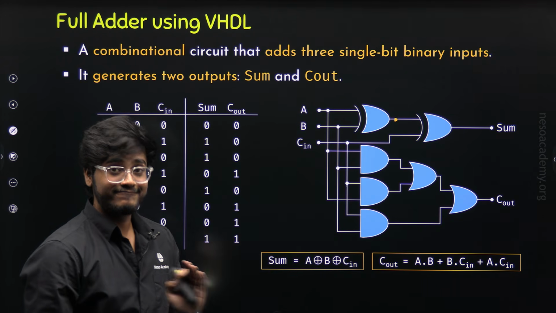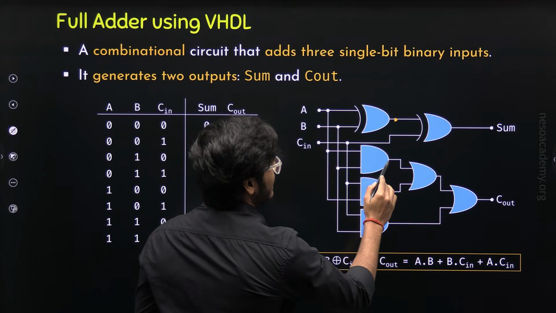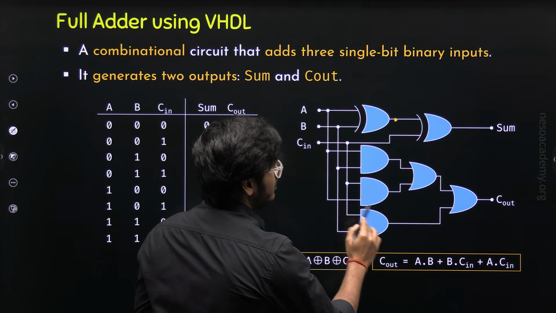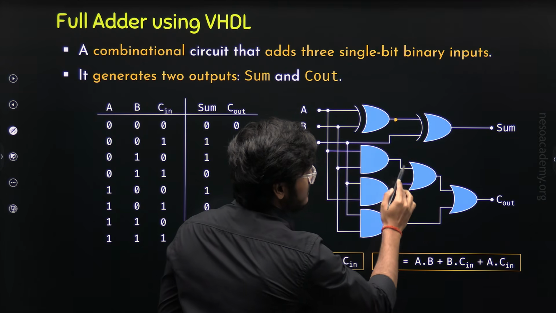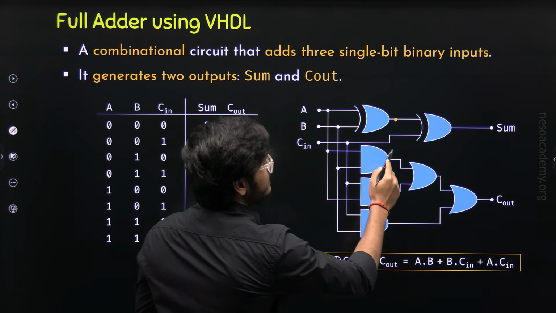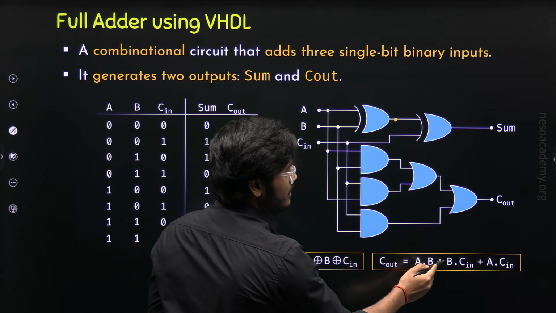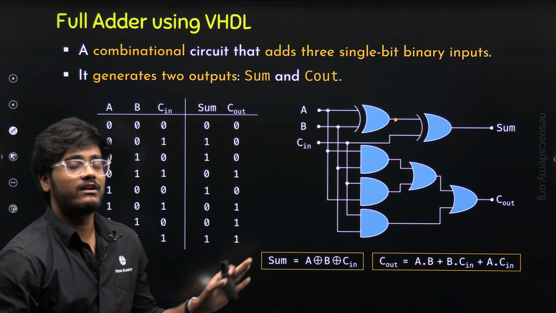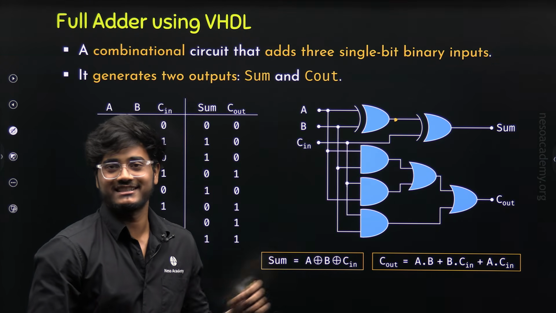Now, this first AND gate will generate the output A and B. The output of this second AND gate is A and Cin, and the output of the third AND gate is B and Cin. Now these two OR gates are performing the OR operation between these three outputs. Therefore, Cout will be A and B, or B and Cin, or A and Cin, which means our logic diagram is absolutely correct. And I hope you understand this logic diagram.